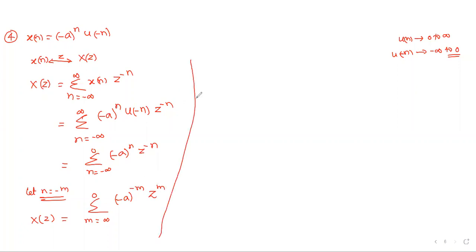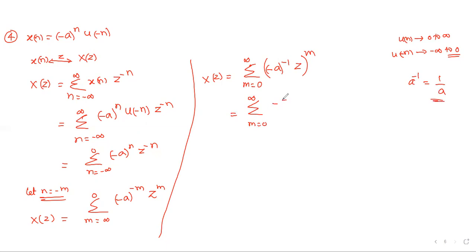Now X of z is equal to summation m equal to 0 to infinity. I already told you, if you write infinity to 0 or 0 to infinity, it is a summation, so both are the same. Minus a whole power minus 1 into z whole power m. Minus a whole power minus 1, what does it mean? Summation m equal to 0 to infinity. What is a power minus 1? That is 1 by a. So now minus z by a whole power m. Minus a whole power minus 1 means 1 by minus a. You can write minus z by a.